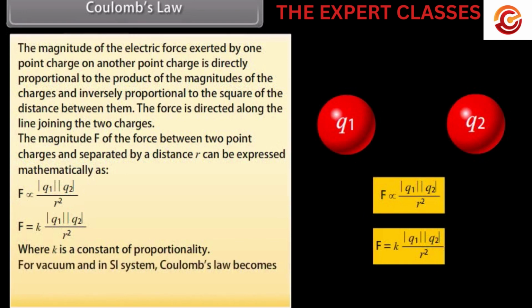For vacuum and in SI system, Coulomb's law becomes F = (1 / 4πε₀) × |Q1| |Q2| / r².